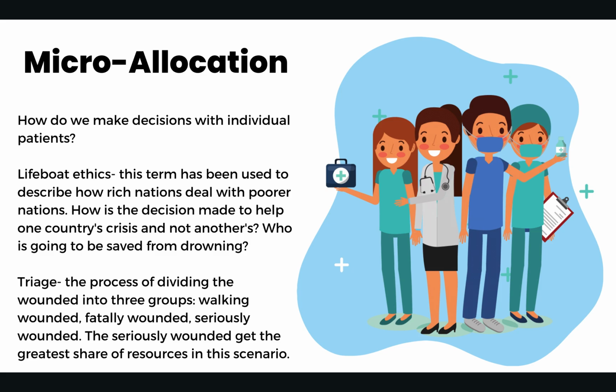Most of our resources go to the third group, which is the seriously wounded. Those are those that we don't necessarily know they're going to die, but they need care because they have been seriously hurt in the situation. So when we are looking at a big group of people and there's an emergency, whether it's a natural disaster like a hurricane or whether it's in war, we often use this triage process.